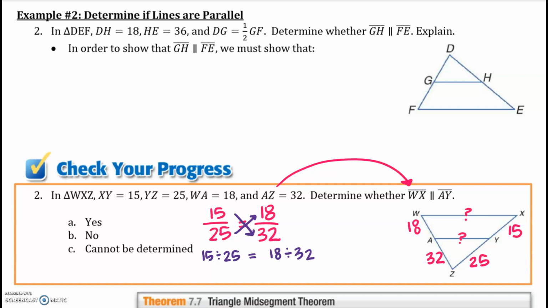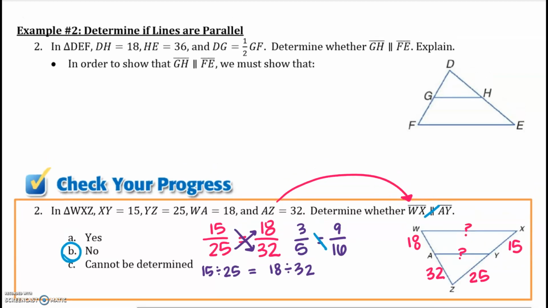Either way, I just reduced my fractions. I said 9 over 16. Does that equal 3 over 5? And I can say, no, it is not equal or proportional. So if they're not proportional, then they are not parallel. They cannot be proven parallel.